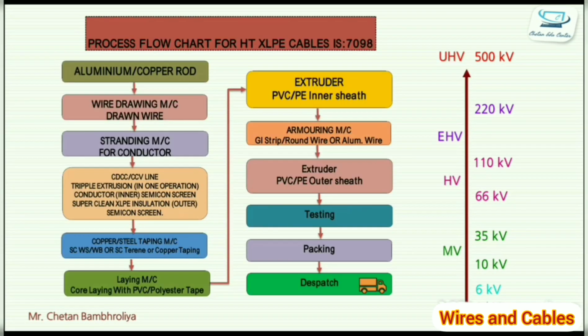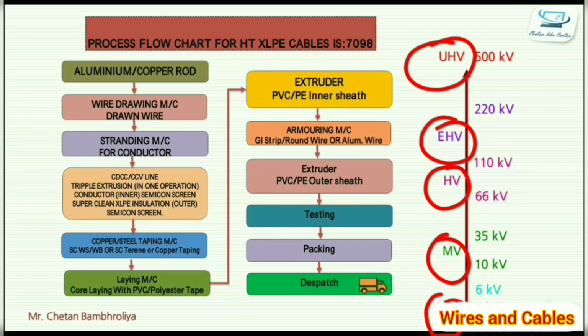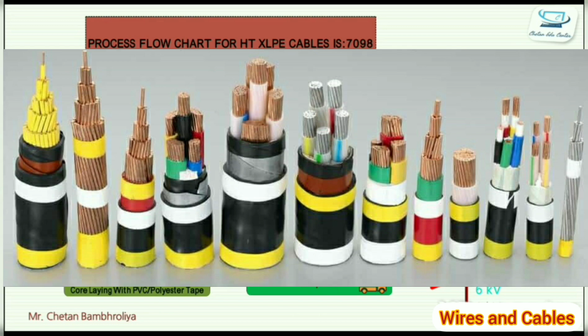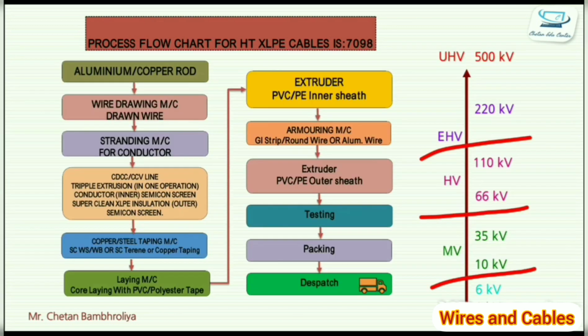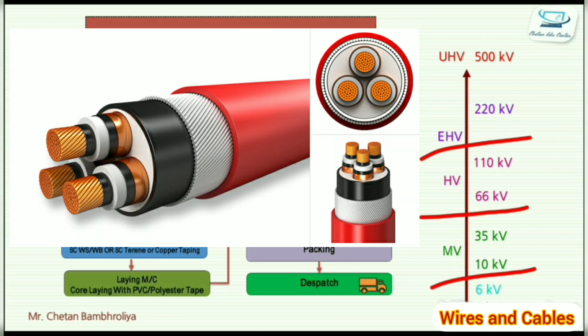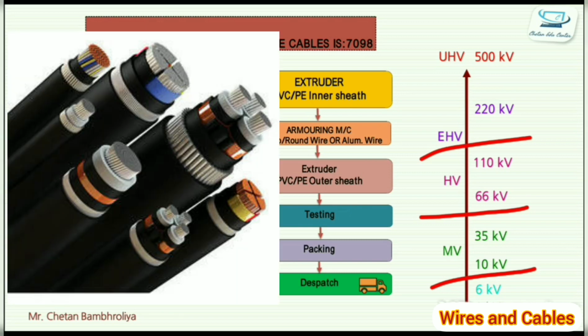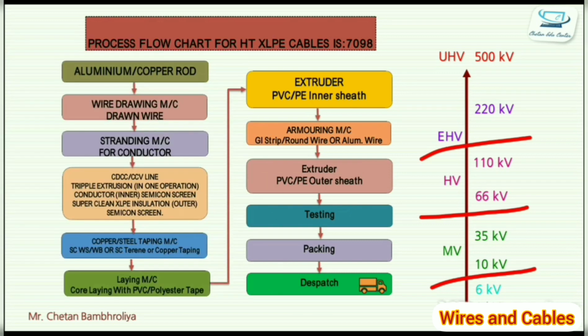Friends, now you can see the different types of cable: low voltage cable, then medium voltage cable, then high voltage cable, then extra high voltage, then ultra high voltage. According to the voltage capacity, current carrying capacity or size of the cable, we can differentiate them into different levels. Directly you can say that more than 33 kilovolt, all these are known as EHV cable. So you can easily understand with the process flow chart how to manufacture the cable.